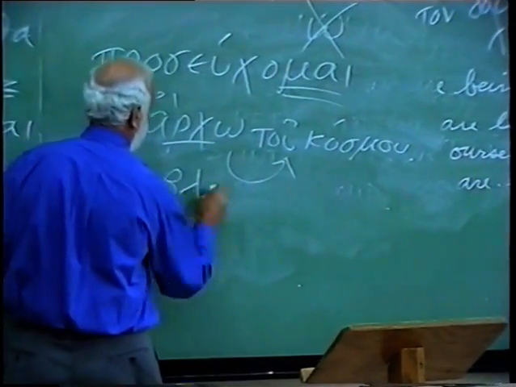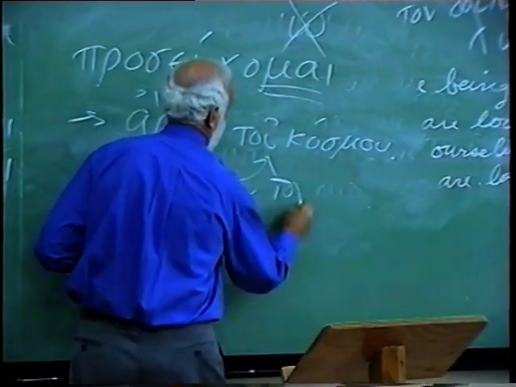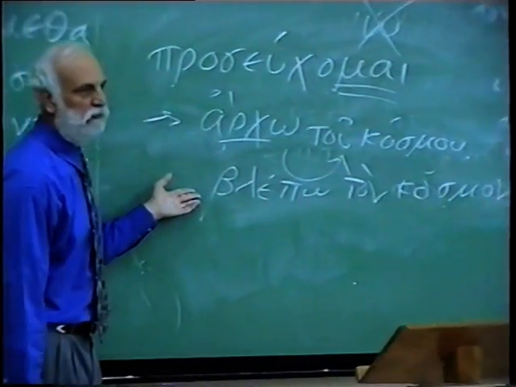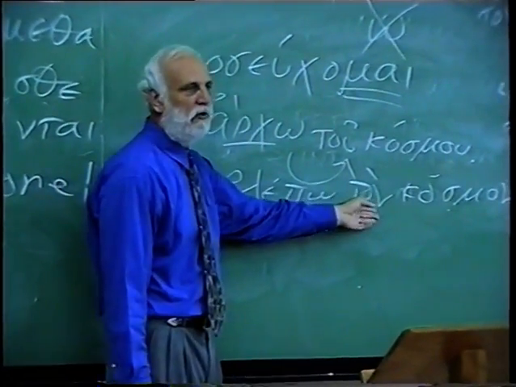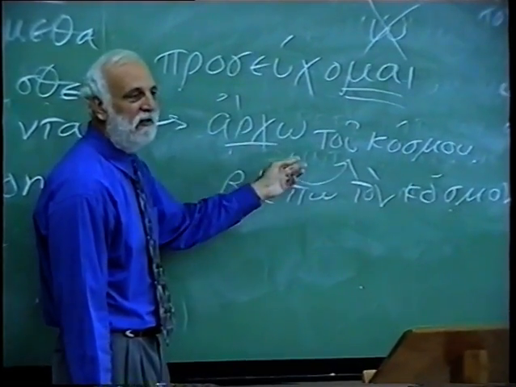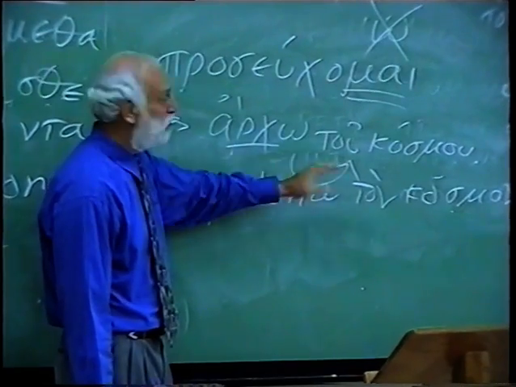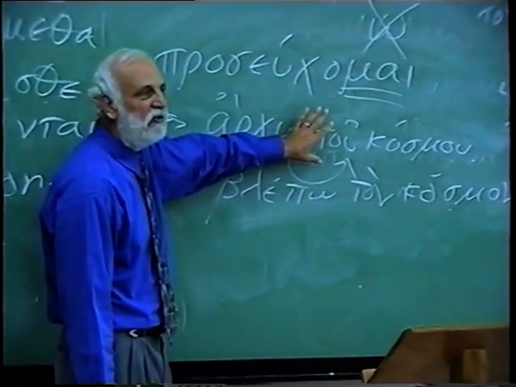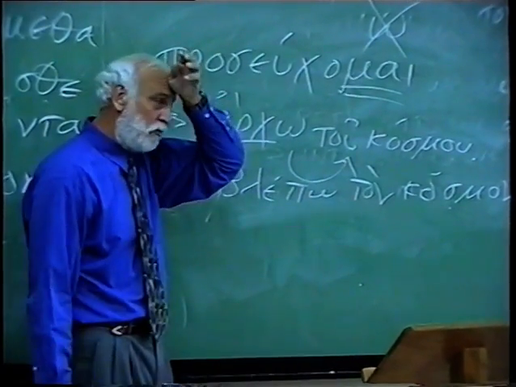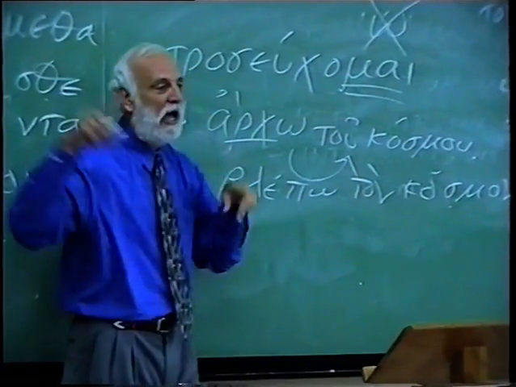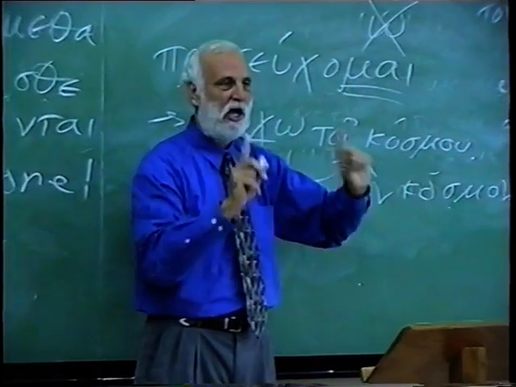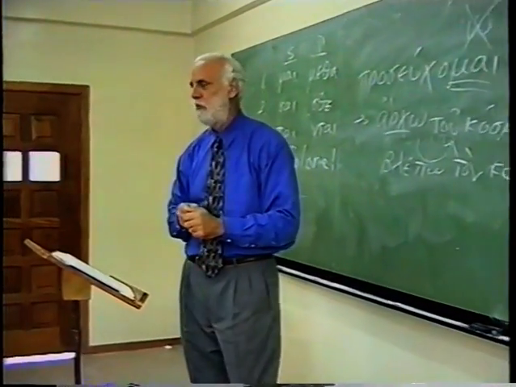Help me out here. Blepo ton cosmon. Translate. I see the world. Archo tou cosmou. I rule the world. This breaks the rules, doesn't it? The world as the object should be in what case? Accusative case. It breaks the rules. Now why does it break the rule? Well, originally archo had this idea. I am the ruler of the world. I am the ruler of the world.